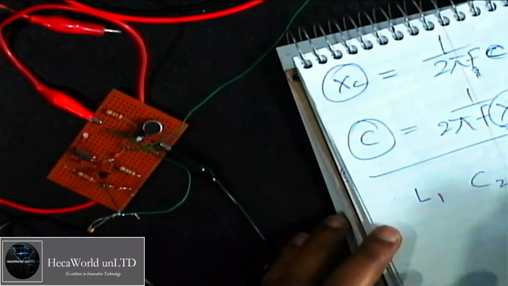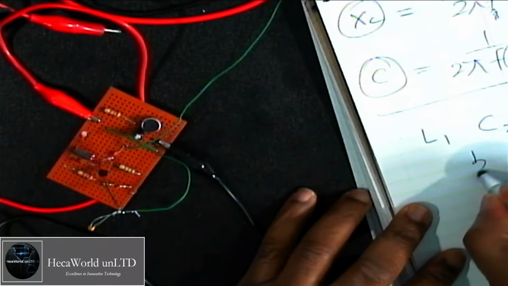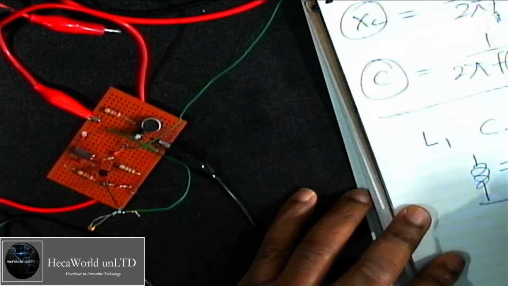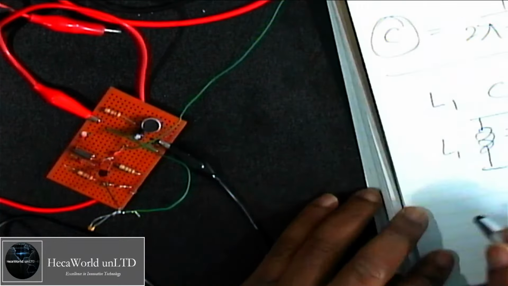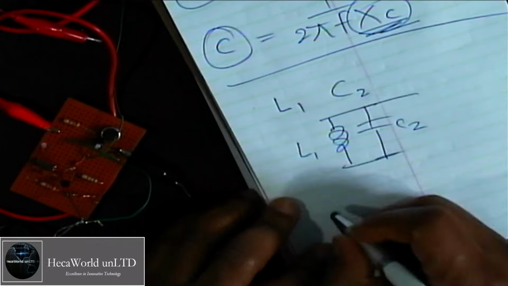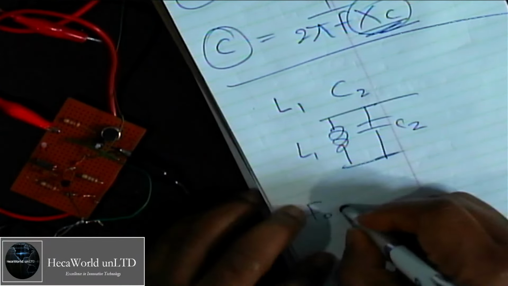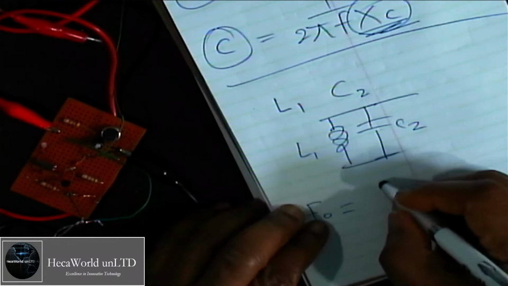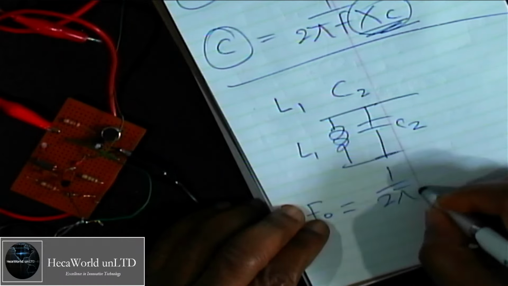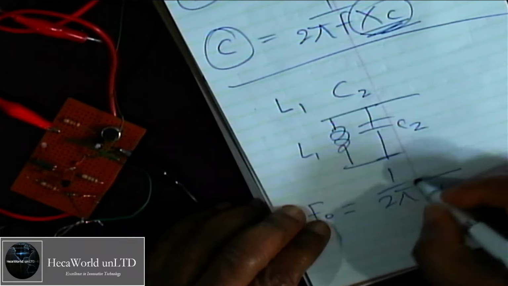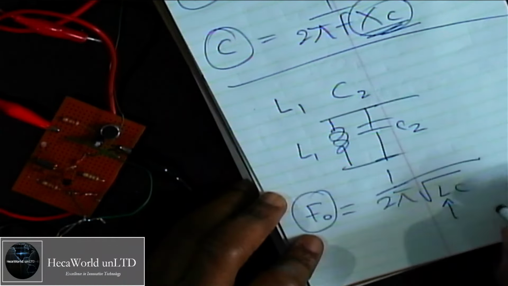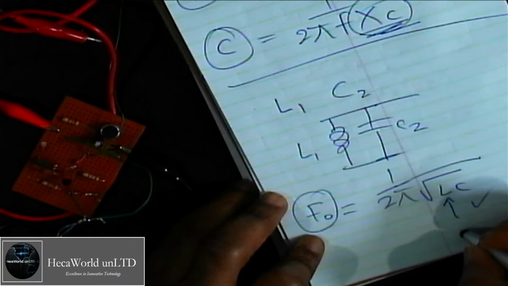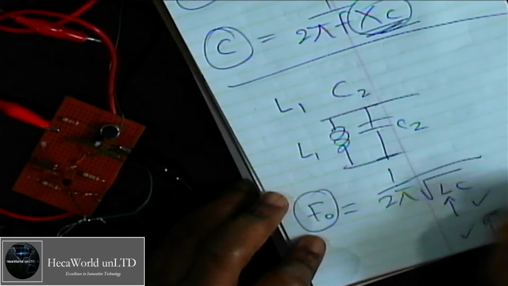For L1 and C2, I'm referring to this inductor and capacitor in our resonance circuit. How do you calculate L1 and C2? To do that, remember that F0, which is the fundamental frequency, is equal to 1 over 2 pi square root of LC. So you know your target F, pick a value for L and calculate C, or pick a value for C and calculate L. That's how you do that.